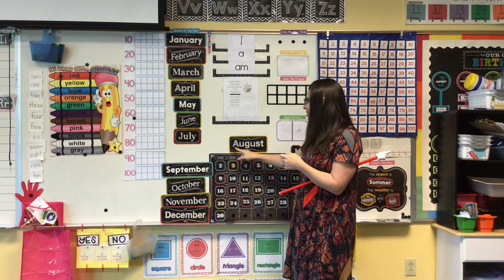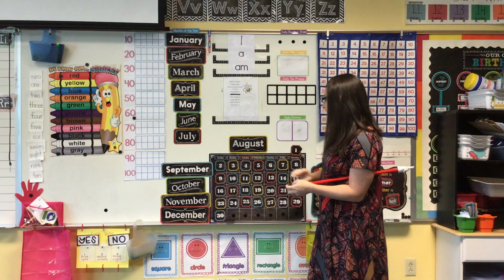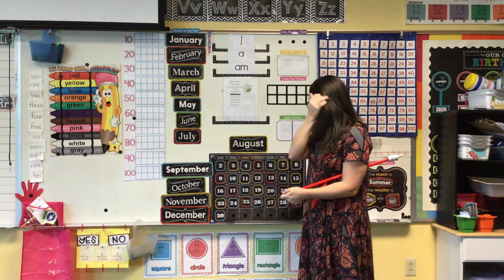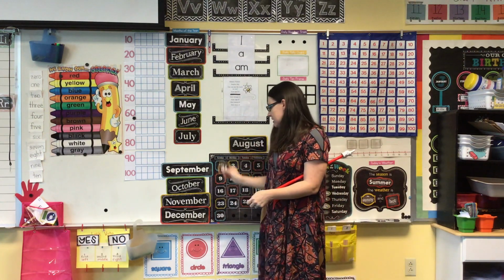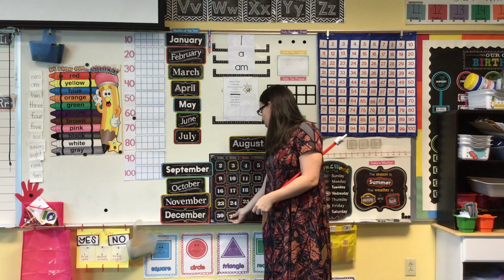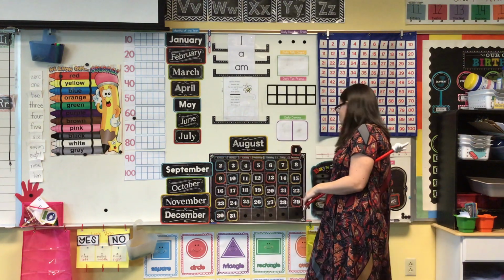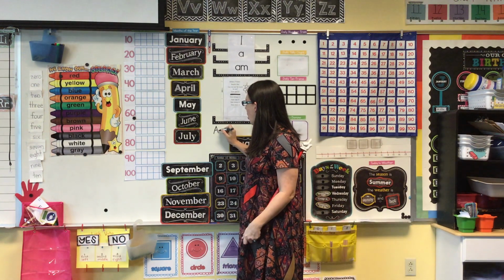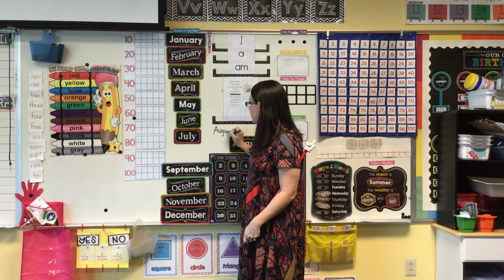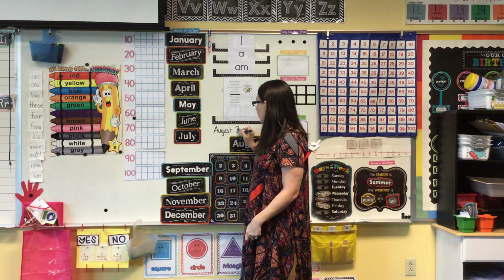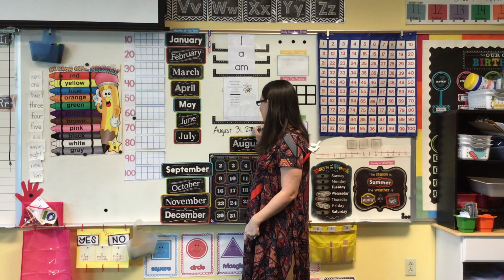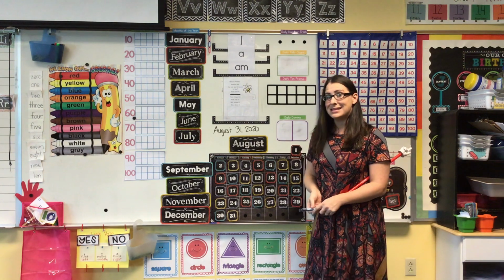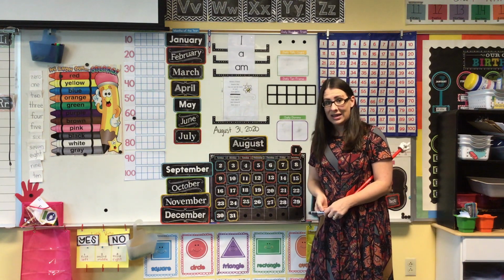Good job. Okay. So we're in the month of August, and yesterday was August the 30th. Today is August 31st, 2020. I am going to write that right here. August 31st, 2020. Now it's kind of a special day because today is actually the last day of August.